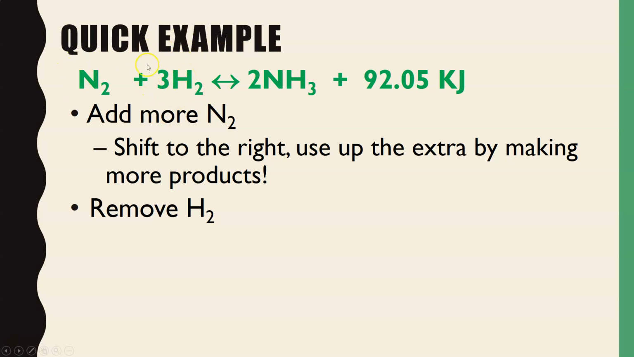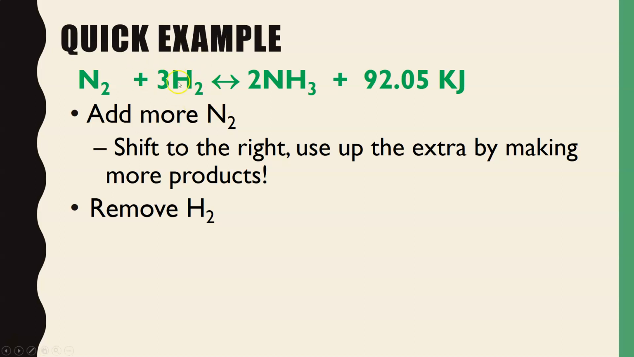It's going to replace some of that hydrogen I took away. It's going to do that until it reaches a point where the ratios of all the chemicals are at a good ratio again, and the forward and backwards reaction are back to being at the same rate.